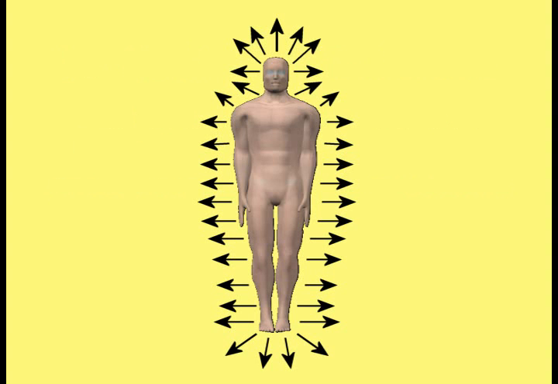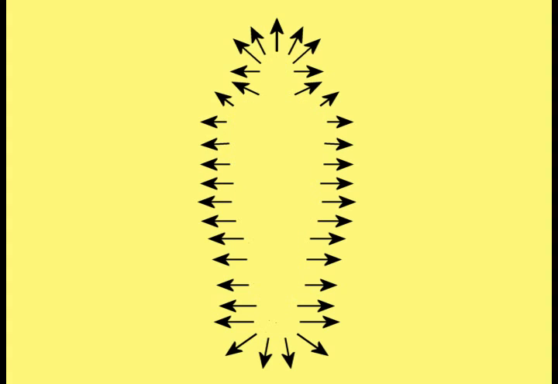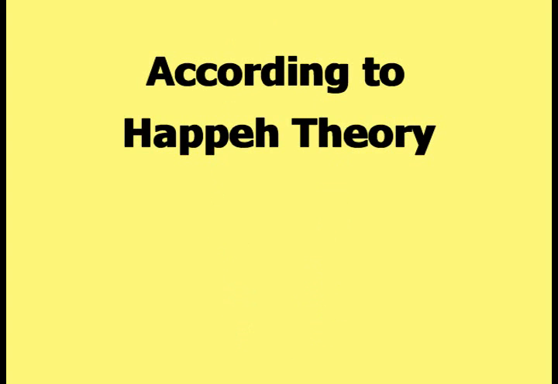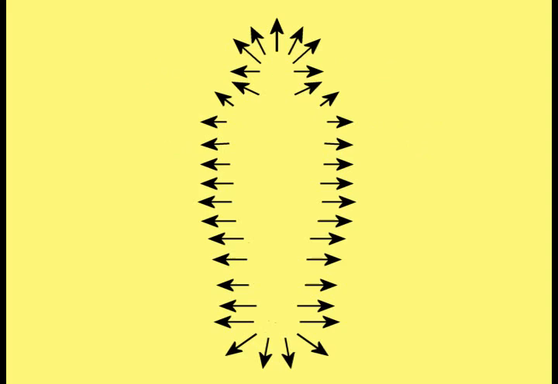Here is the picture of the human body completely enveloped by vector arrows, which are representing the invisible forces projecting out from every surface of the body. The human body is then removed from the picture, leaving only the vector arrow outline of the human body. According to happy theory, this picture represents one definition of the energy body of a human being.